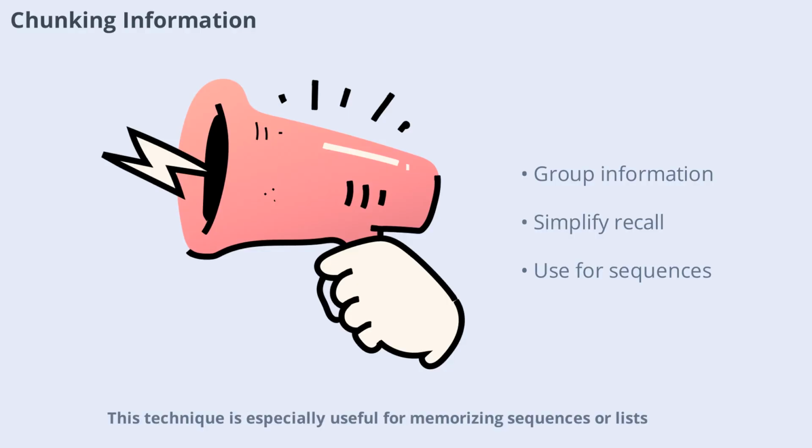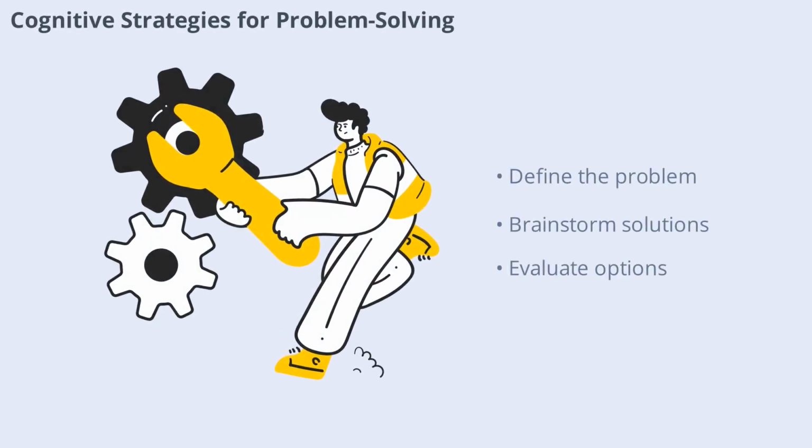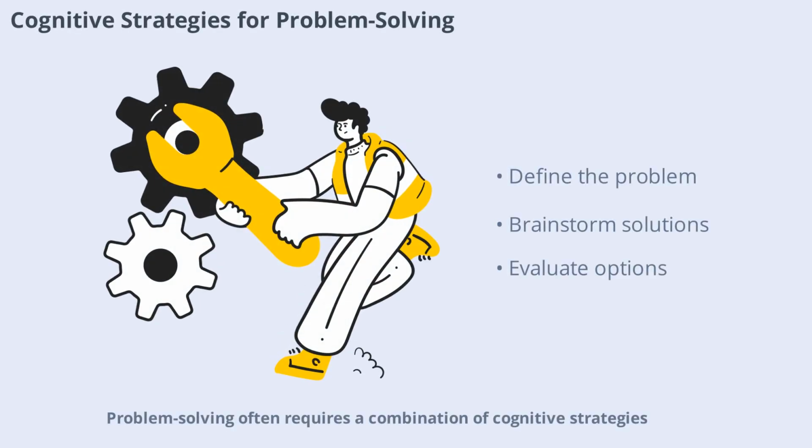This technique is especially useful for memorizing sequences or lists. Problem solving often requires a combination of cognitive strategies. Start by clearly defining the problem, then brainstorm possible solutions, evaluate each option and choose the best one. By following a structured approach, you can tackle even the most challenging problems with confidence.